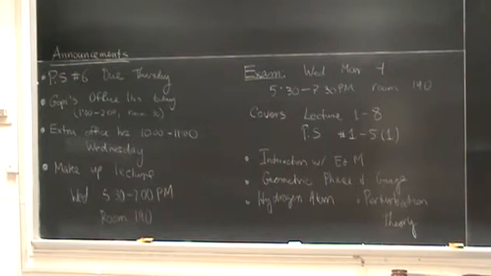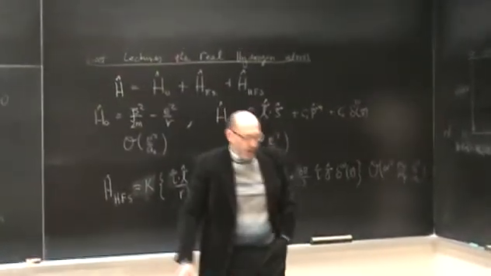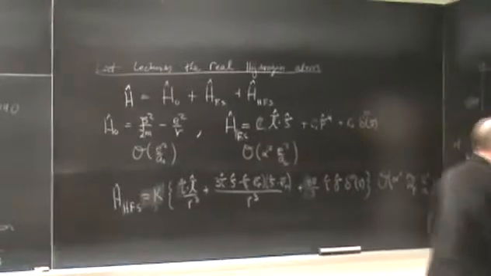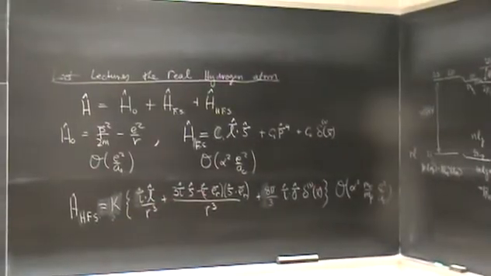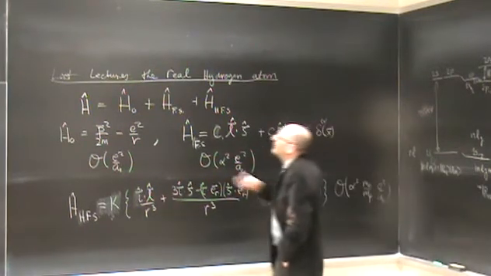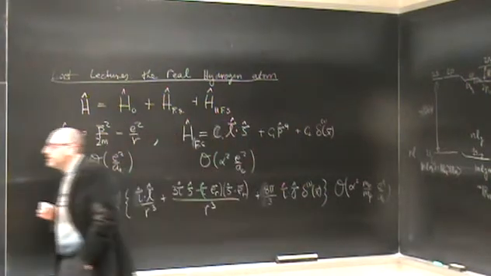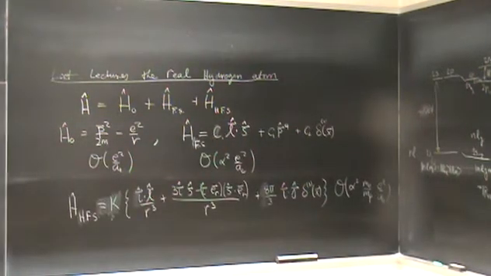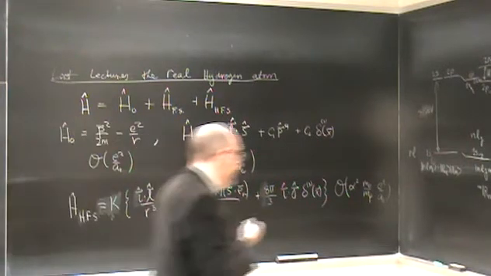So, in the last couple of lectures, we've been discussing what I would call the real hydrogen atom. Okay? So, what we've been discussing is the description of the energy levels of the hydrogen atom, including some important corrections to the most basic Coulomb interaction between the electron and the proton. Okay?